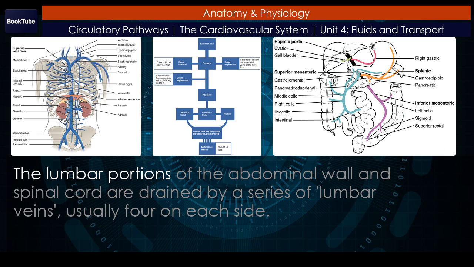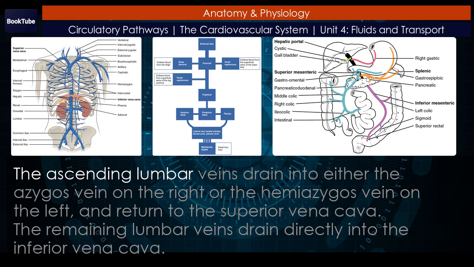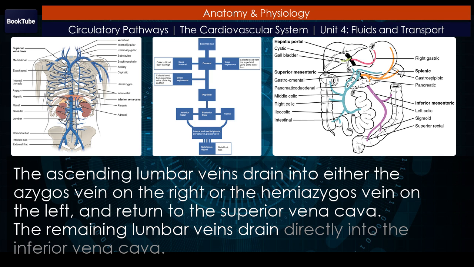The lumbar portions of the abdominal wall and spinal cord are drained by a series of lumbar veins, usually 4 on each side. The ascending lumbar veins drain into either the azygous vein on the right or the hemiazygous vein on the left, and return to the superior vena cava. The remaining lumbar veins drain directly into the inferior vena cava.